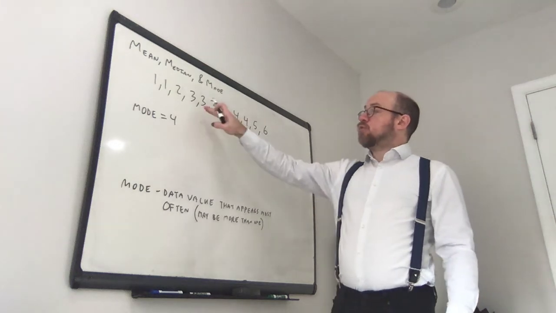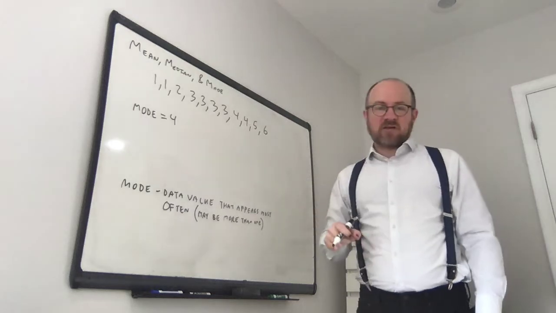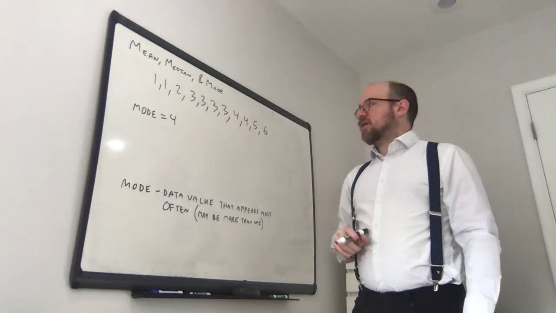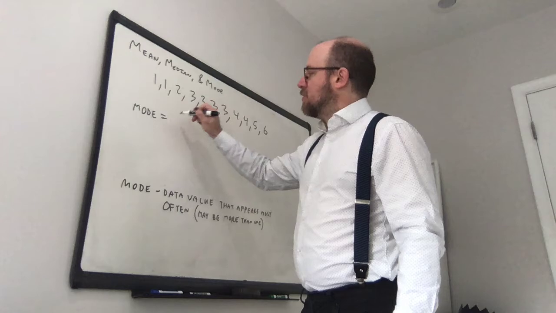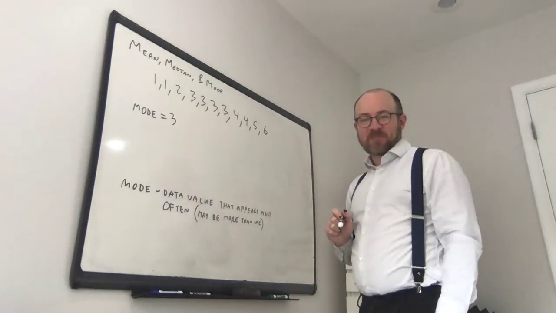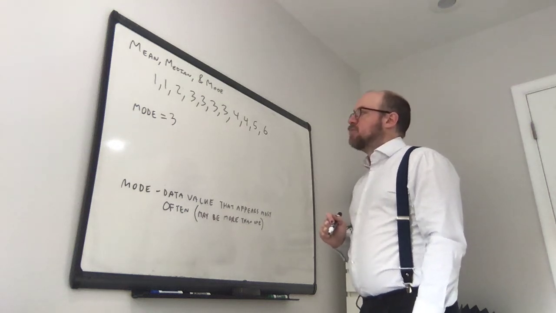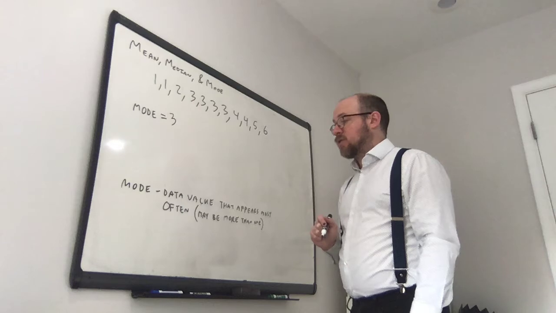Right? So that's the most frequent data value. 1 appears twice, 4 appears twice, but none of the others appear as often as 3 does. So I should write 3 here for the mode rather than 4. Sorry about that. So the mode is 3, which appears 4 times, which is why I accidentally wrote that down. Okay? So the mode is the most frequent data value.